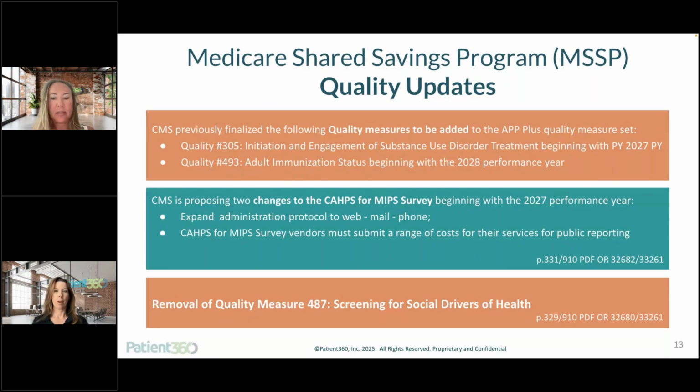Directly from CMS, this is what they said. CQM 487 is a process measure. It assesses the percent of adult patients who are screened for social drivers of health. Rationale for removal: it doesn't align with CMS's renewed focus on outcome measures, nor on CMS's proposal to revise the definition of a high priority measure to remove health equity. So again, really looking at focusing on those outcomes-based measures.